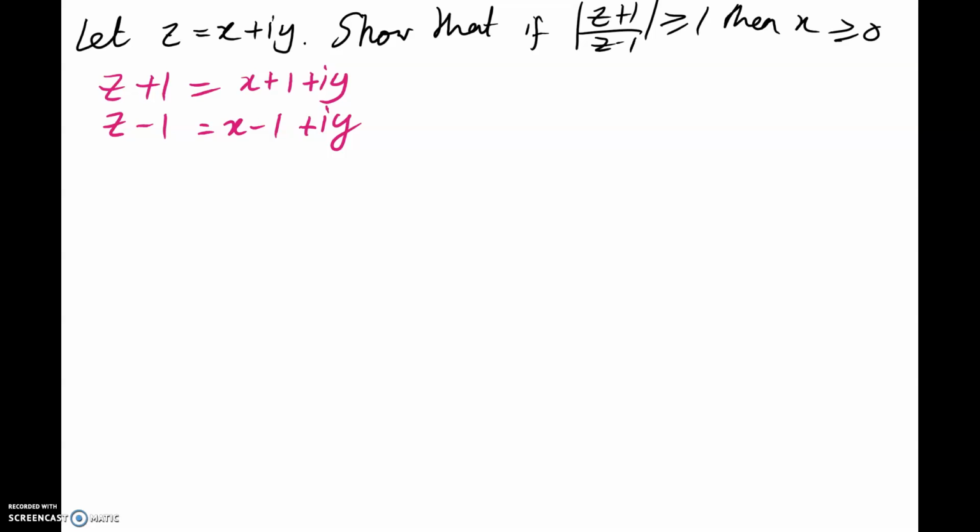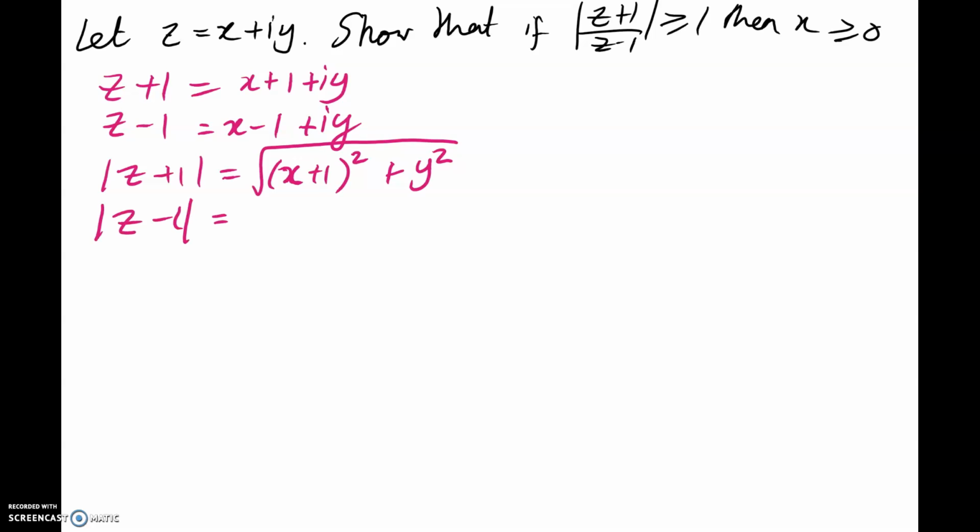Now the modulus of z plus 1 over z minus 1 is the same as modulus of z plus 1 over modulus of z minus 1. So what is modulus of z plus 1? It's the real part, which is x plus 1 squared, plus the imaginary part, y squared, square root. And the modulus of z minus 1 is similarly the square root of x minus 1 whole squared plus y squared.